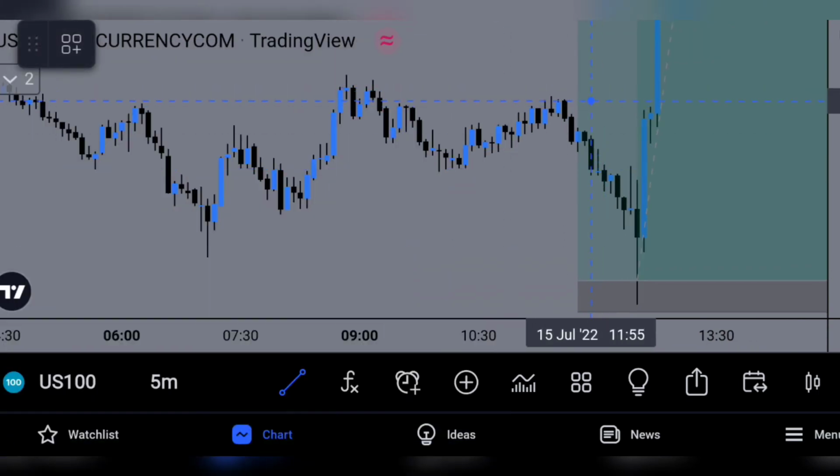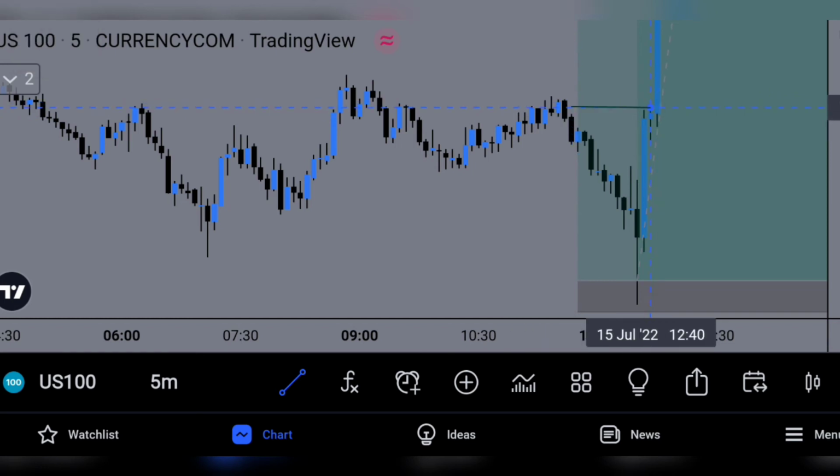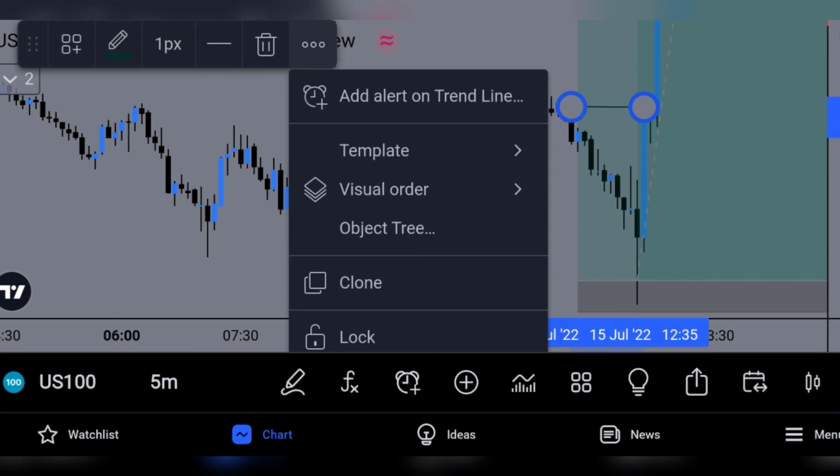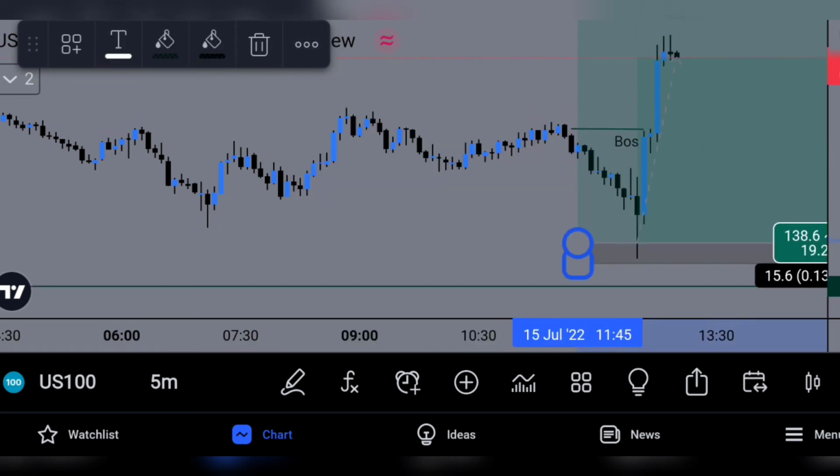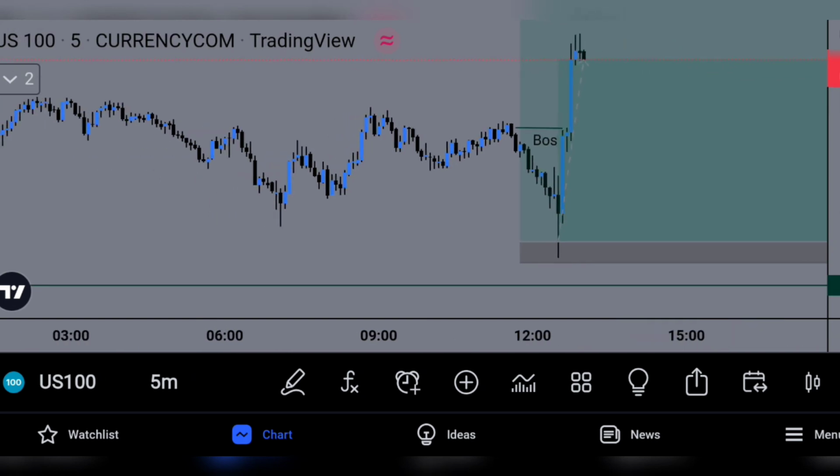So from here you can see, I'll use this actually, because this looks like another block, but there's no fair value gap anyway. So from here now, if you go lower, it's going to be definitely clear, but let me just draw it from here. Okay, so there's a break of structure.